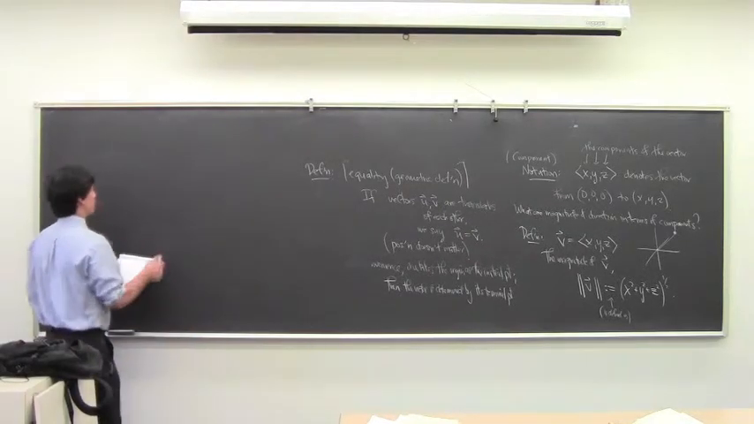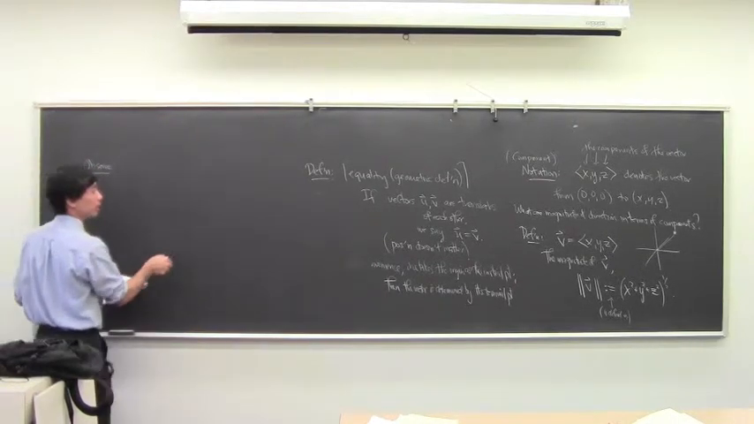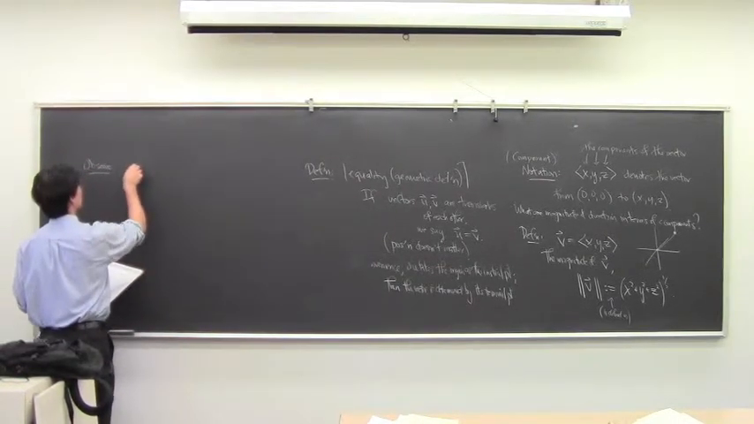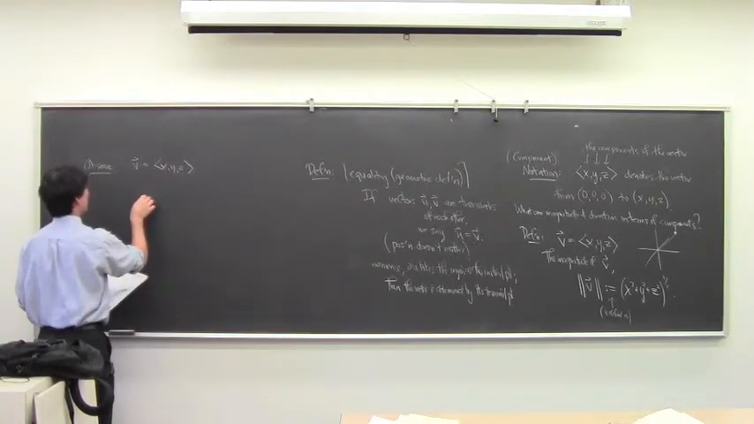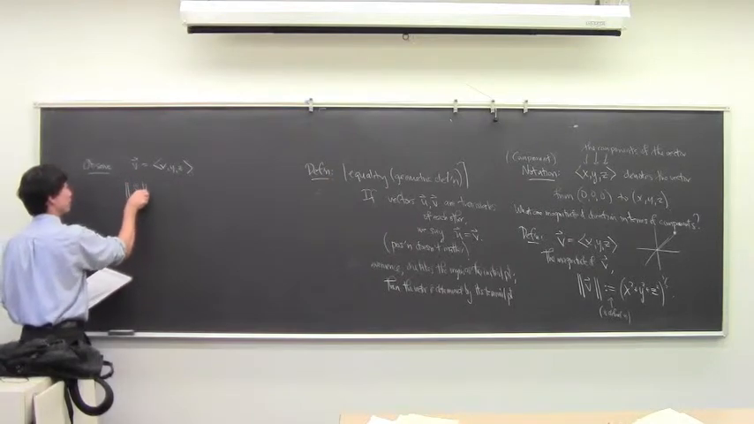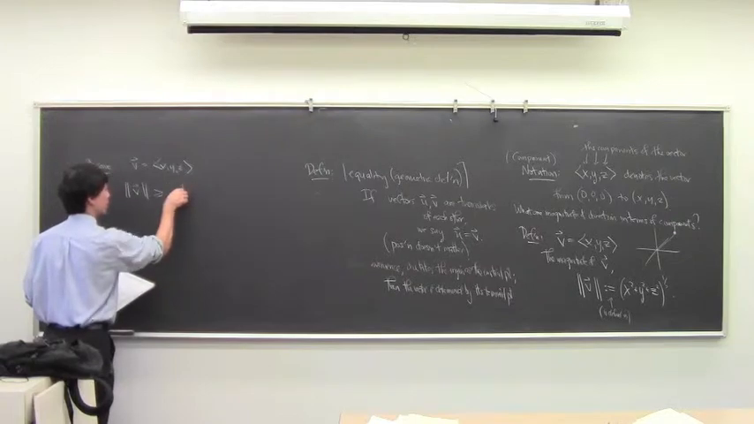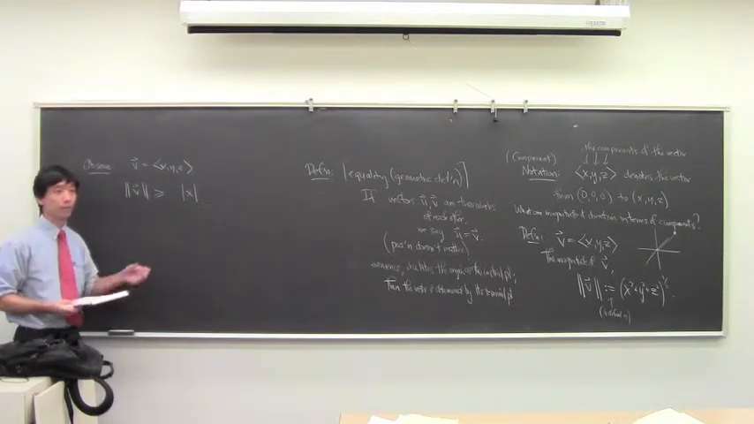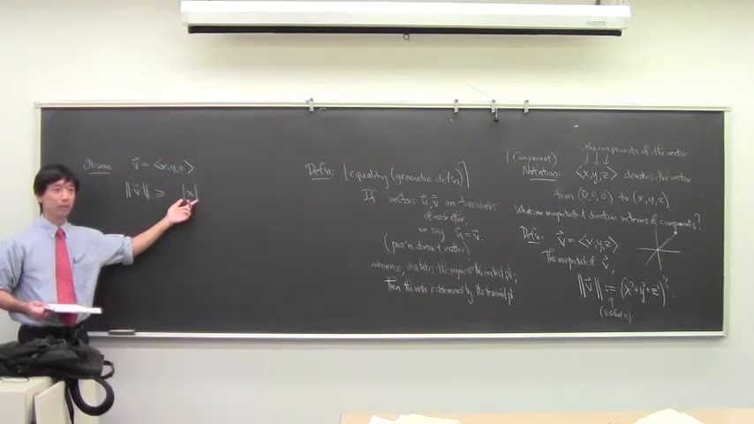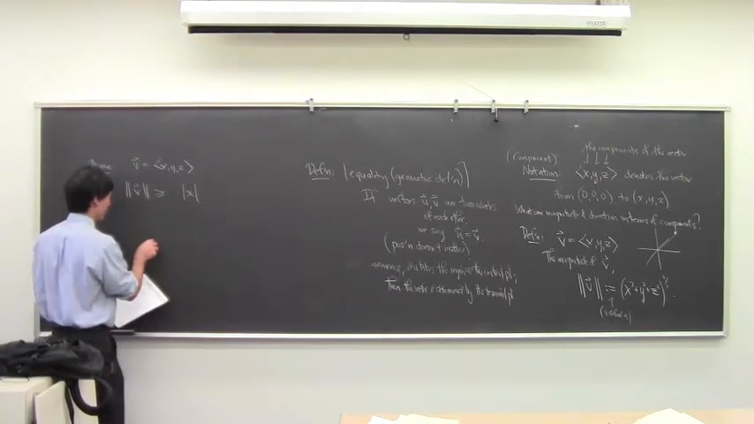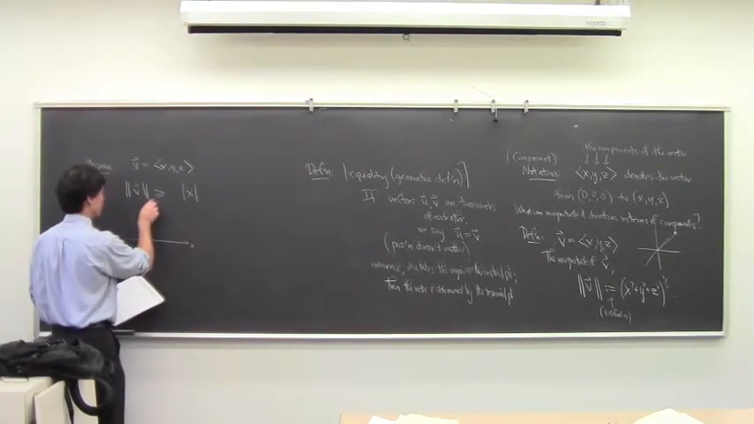Okay, let me just make one observation. Let's say again that v is (x, y, z). The magnitude of the vector is going to be bigger than or equal to the size of each component, the magnitude of each component. Suppose I'm going to draw this in 2 dimensions, but it works just as well in 3.